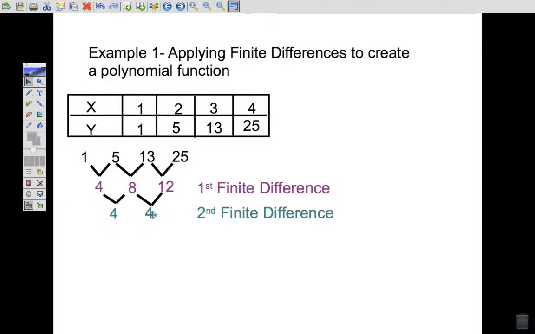Once you have all the same number after you've completed your finite difference, you can stop with the subtraction. What's important to note here is that the number of times you have to do the finite difference process tells you the degree of the polynomial that is your answer.